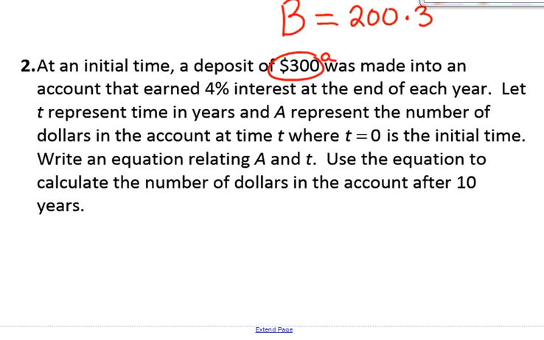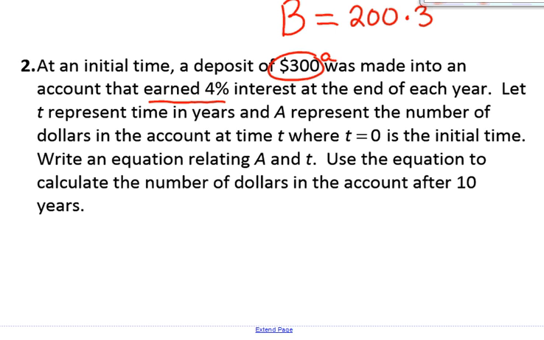So you got to be careful there. You see the earned. Earning money is positive money. So I'm adding 4% interest at the end of the year. Let T represent time in years, and A represents the number of dollars in the account at time T, where T equals 0 is initial time. Write an equation relating A and T. Use the equation to then calculate the number of dollars in the account after 10 years. So we're not only going to find the equation, then we're going to use the equation to actually find out a certain amount of money.